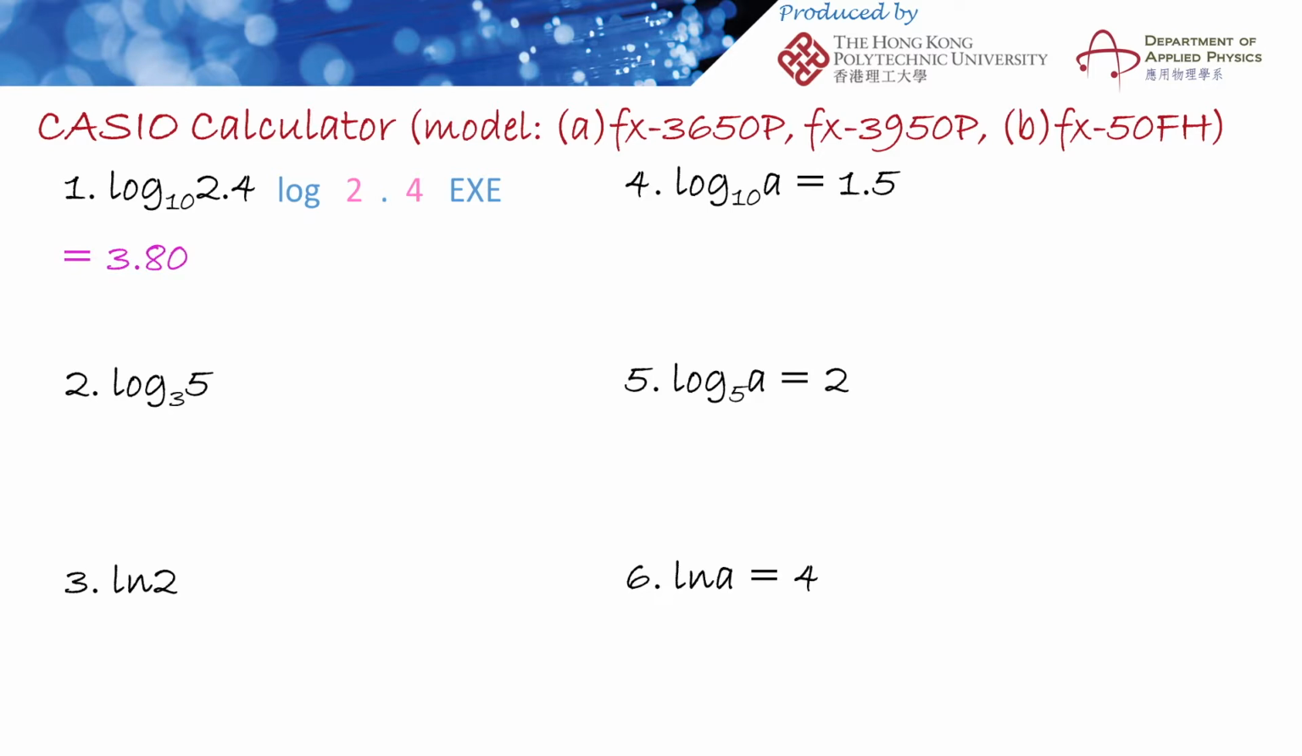In question 2, we do the question with the base not 10. Students should pay attention to this question. For Group B calculators, you should enter a close bracket after the number. You should enter the big number first and then followed by the small number, just like enter log 5, divide log 3 and EXE.